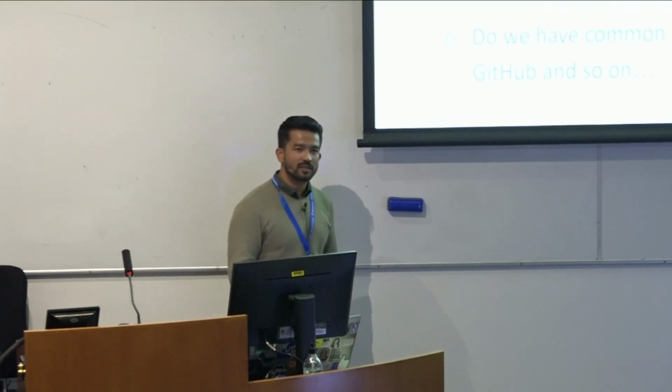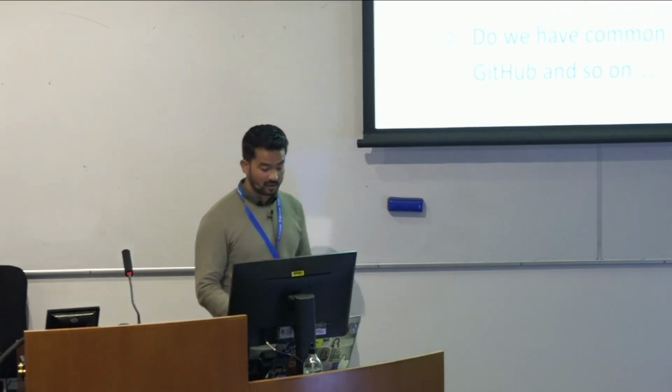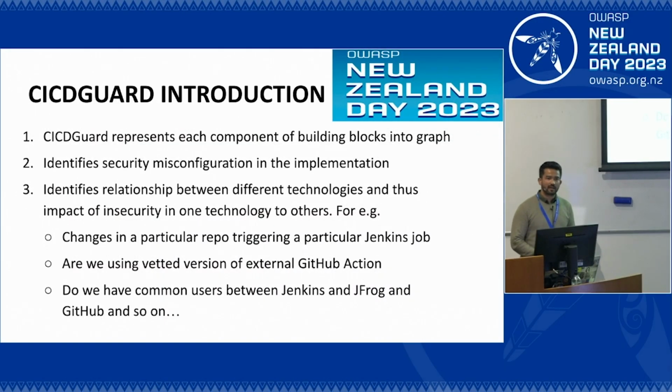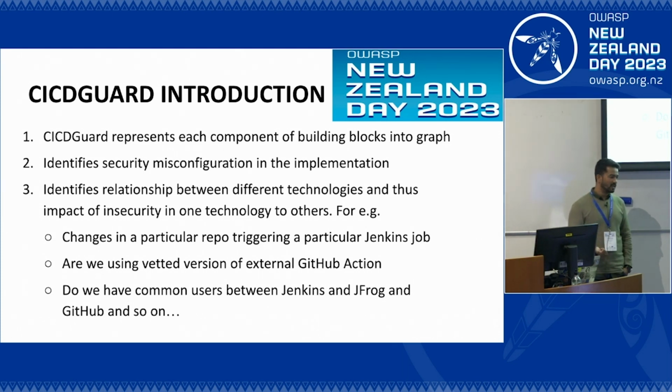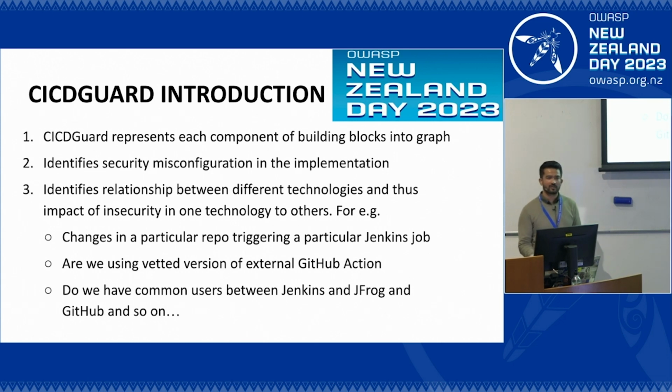How many common users across different technologies. So in this way, it can build that relationship. So three key features. First, it breaks down all the technology and represents it in the form of a graph. Second, it identifies security misconfigurations across technologies. And third, it tries to identify the relationship between the different technologies.